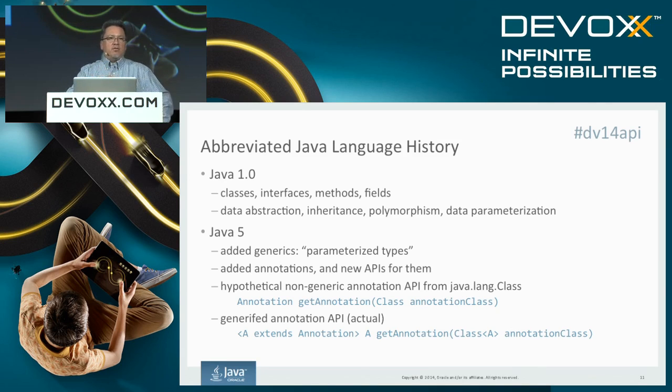So in the generified API, it's clear that the class that you pass in as a parameter must be a class that represents an annotation type and not some other type in the system. And this is expressed in the API, and the compiler will check this for you. Whereas with the non-generic version, that checking isn't done at compile time, and you might get an error at runtime, or you might get the wrong result, and you have to do some debugging to figure out why that is. So here's a case where generics were added to the language, and it improved the power and expressiveness of this particular API.